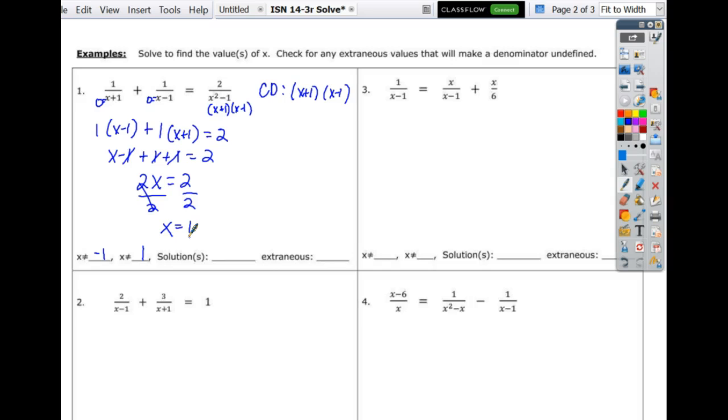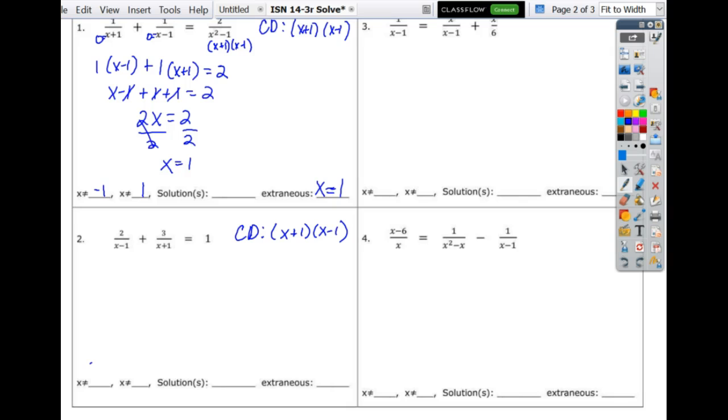And so I get x equals 1. But the 1 is extraneous, so there is no solution. So I'm going to have the same common denominator on this one. So if I set this equal to 0 and this equal to 0, I get 1 and negative 1.